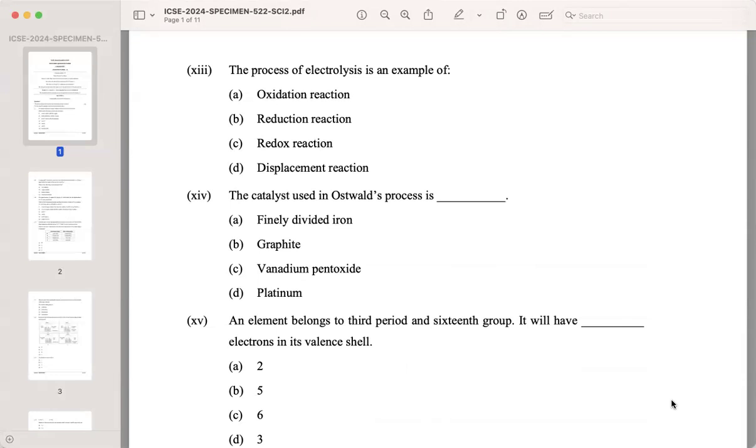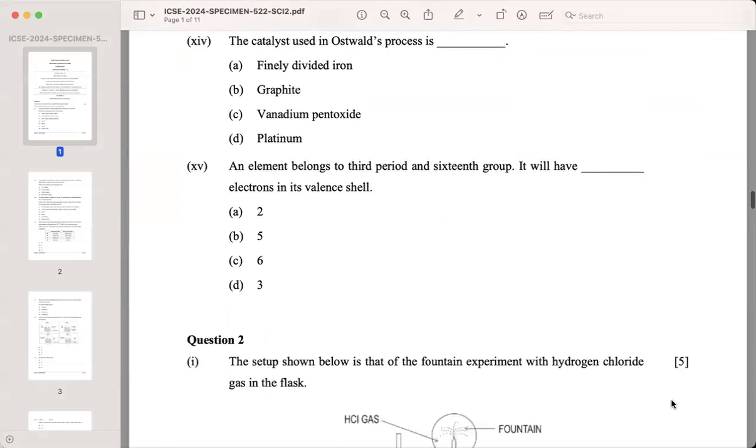Then 14th part, the catalyst used in Ostwald's process is, in this the correct answer is D, that is platinum. Then comes the 15th part, an element belongs to the third period and 16th group. It will have dash electrons in the valence shell. So here the answer will be C, that is 6.